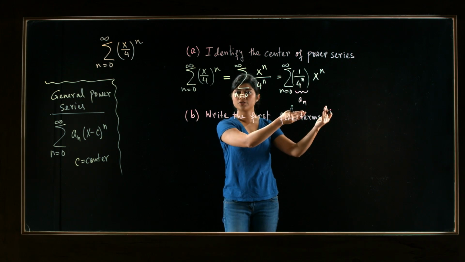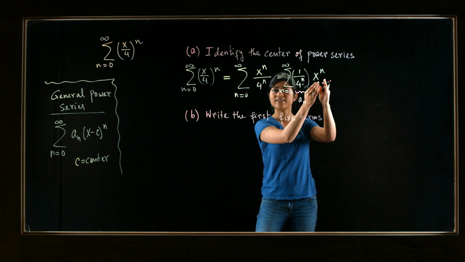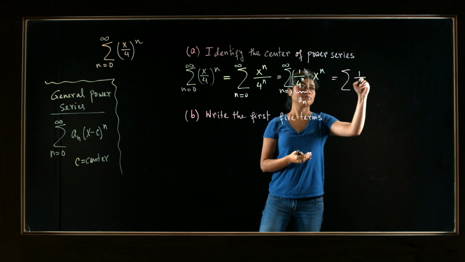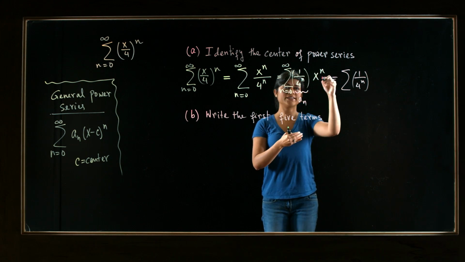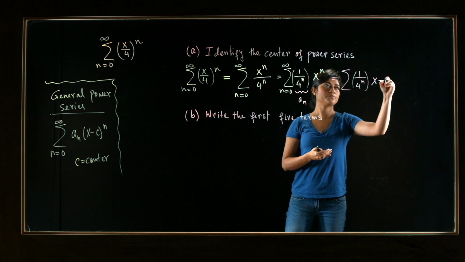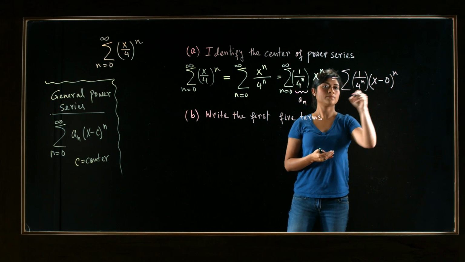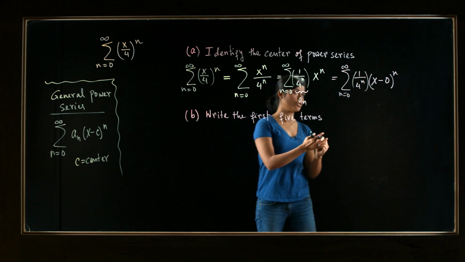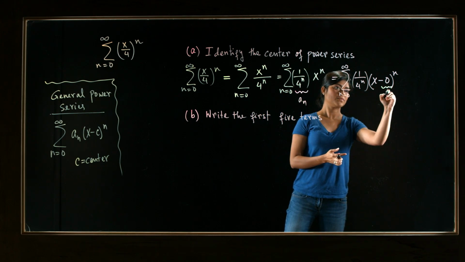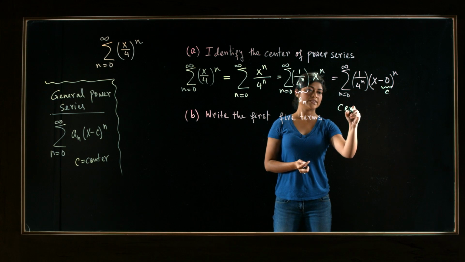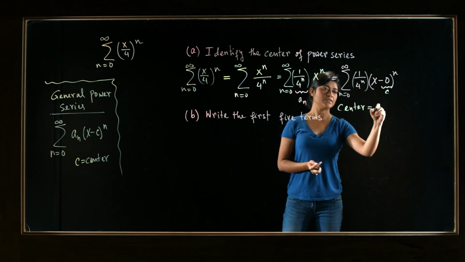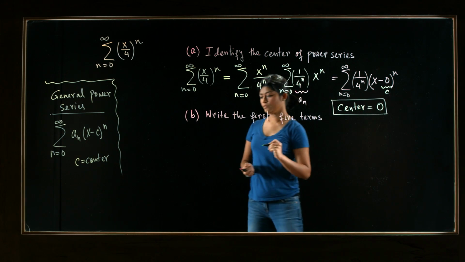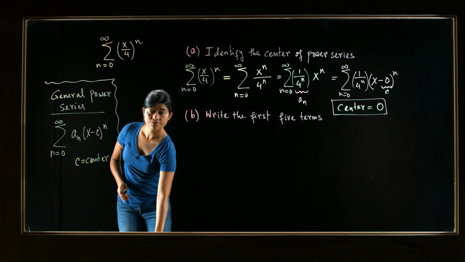So what is the center? How can we rewrite it? x minus what, to the power n? Well, since there is nothing else, there is 0. And therefore, the center is right here. This is the center. So the center of this power series is 0. Okay, so that concludes the first part.